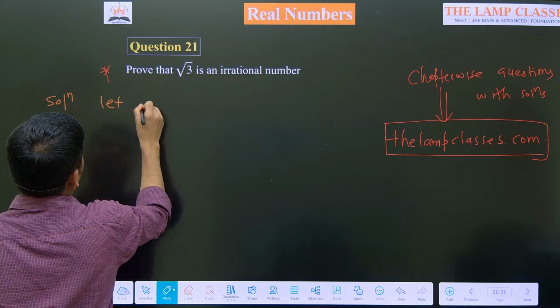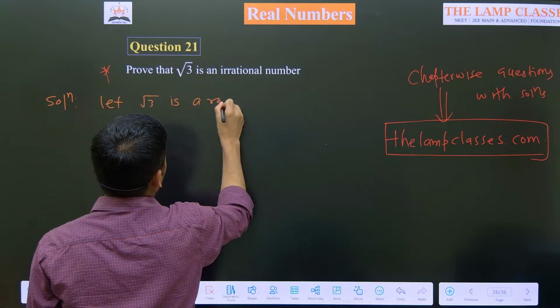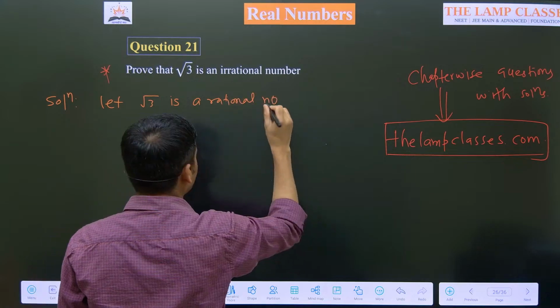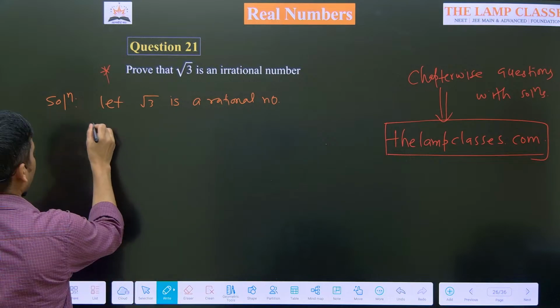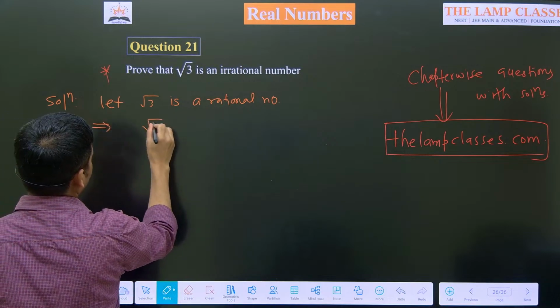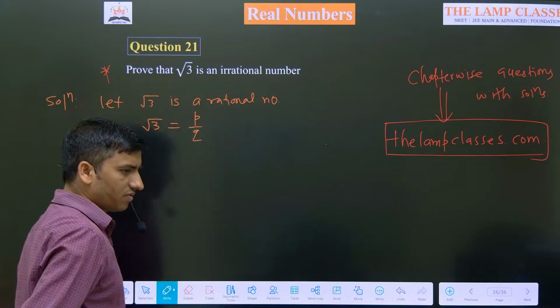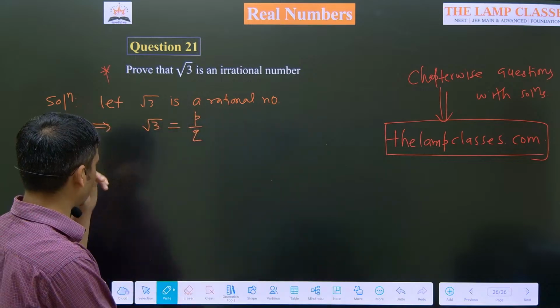Let root 3 be a rational number. That should be the first step. If they tell you root 3, root 2, root 5, all of them will be solved by the same method. And whenever we have a rational number, we can take it as p upon q. I am taking p upon q, you can take a upon b. It's up to you. You can take any letters, guys.